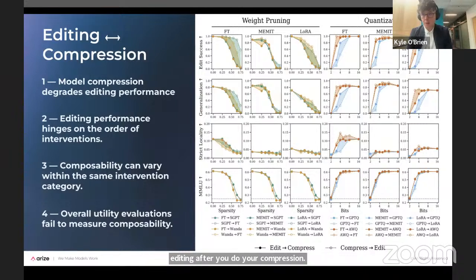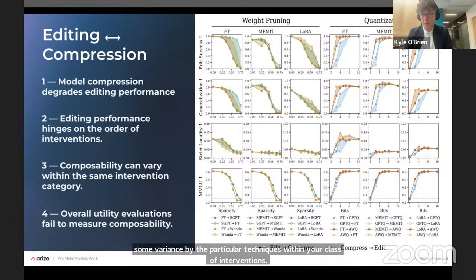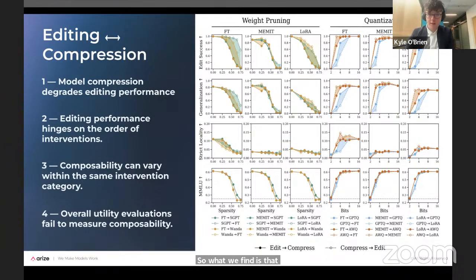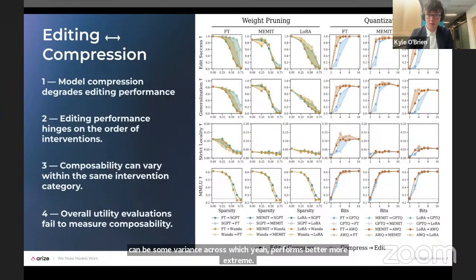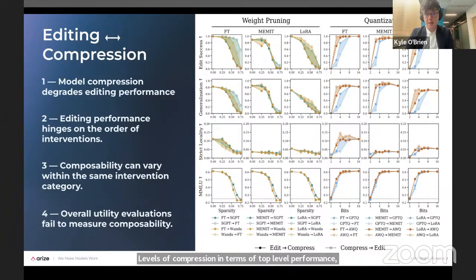And composability can have some variance by the particular techniques within your class of interventions. So what we find is that quantization is a bit more composable than weight pruning. And between GPTQ and AWQ, the two types of quantization techniques that we study, there can be some variance across which performs better at more extreme levels of compression in terms of top level performance, but also their composability.